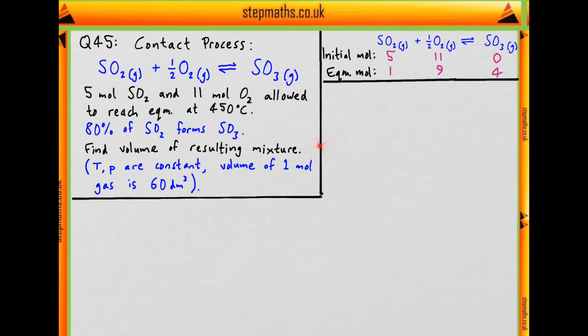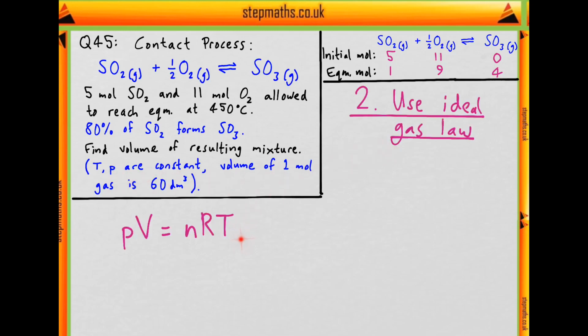Well, the question's about gases and volumes, and it talks about temperature and pressure. So at this point we should probably be thinking about the ideal gas law, which I always remember as PV equals nRT. But because we're working with volumes in the question, it looks like it might be more useful to use the rearranged form, V is nRT over P.